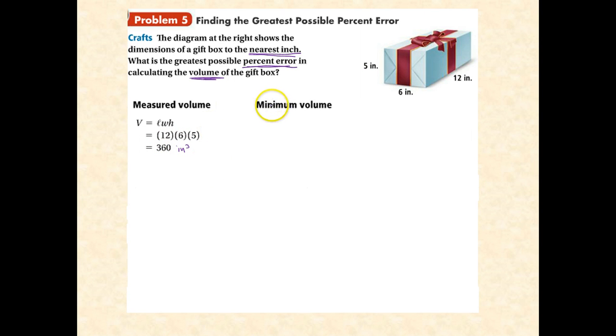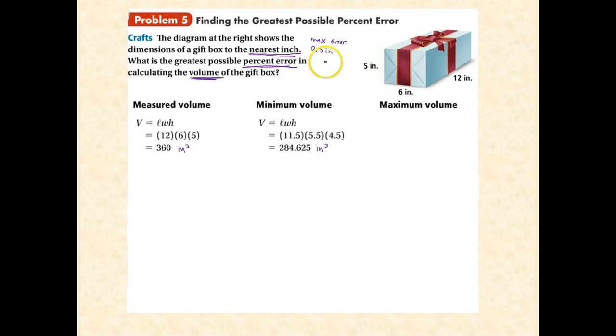The minimum volume, so if I'm rounding to the nearest inch, the most I can be off by is a half an inch. That's your max error for a single measurement. So what I'm going to do is take each one of these measurements and take off a half an inch. So 11.5, 5.5, and 4.5, and find out what's the volume of that. 284.625 cubic inches. So that's the minimum volume. If I measured off a half inch on each thing, that's the lowest the actual volume could really be.